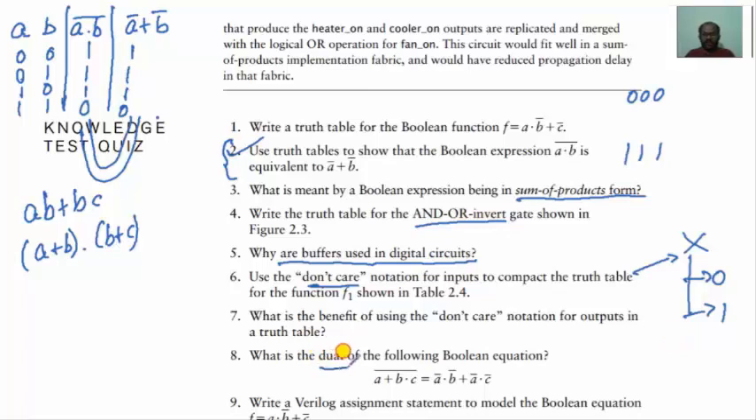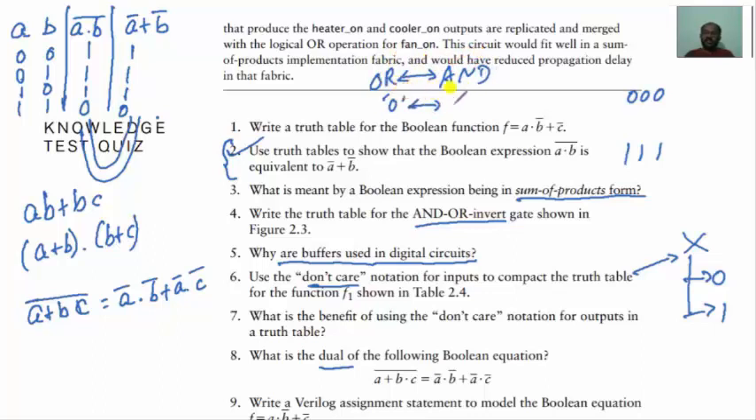Write the dual of the Boolean expression they have given. What they have given is (a + b·c)' = a'b' + a'c'. What do you mean by dual? In the case of dual, you will have two steps. The logical OR should be converted into logical AND and vice versa. Logic 0 should be converted into logic 1 and vice versa. This is how you are going to take a dual of a function.